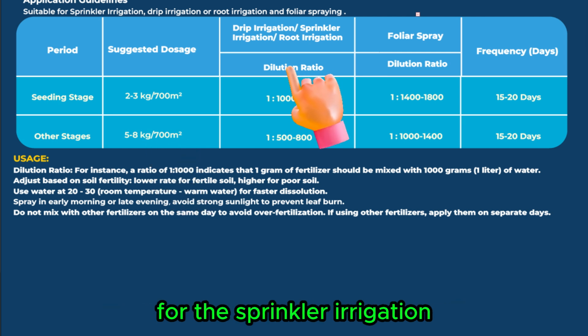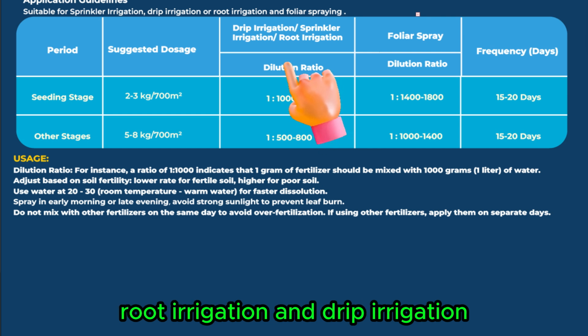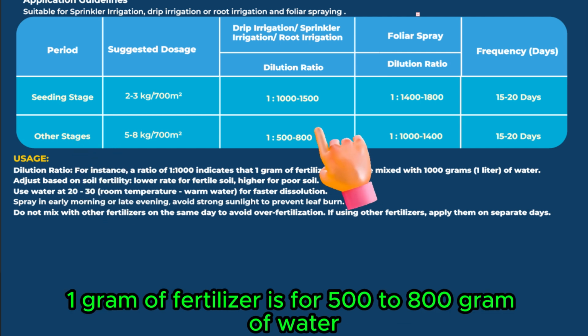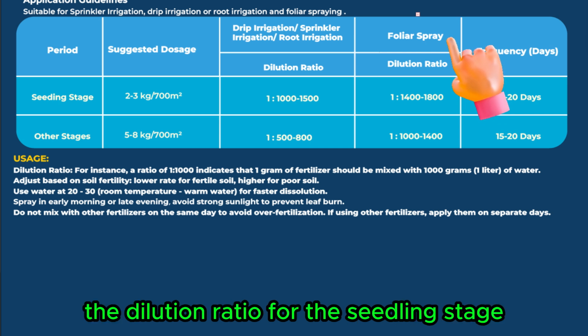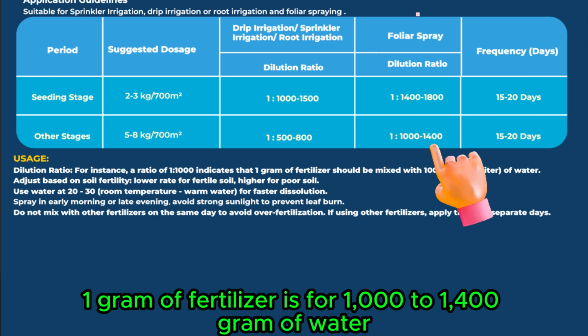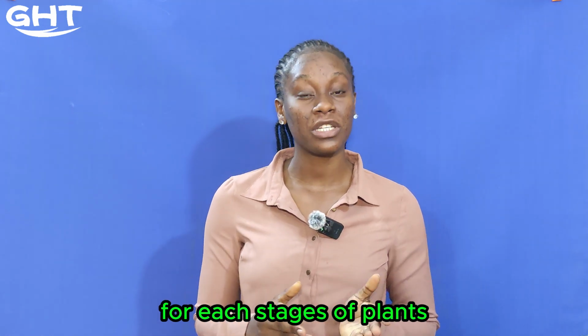For sprinkler irrigation, root irrigation, and drip irrigation, the seedling stage is 1 gram of fertilizer for 1000 to 1500 grams of water. For other stages, 1 gram of fertilizer is for 500 to 800 grams of water. For the foliar spray, the dilution ratio for the seedling stage is 1 gram of fertilizer for 1400 to 1800 grams of water, and for the other stages, 1 gram of fertilizer is for 1000 to 1400 grams of water. Now let me show you the dilution ratio for each stage of plants.